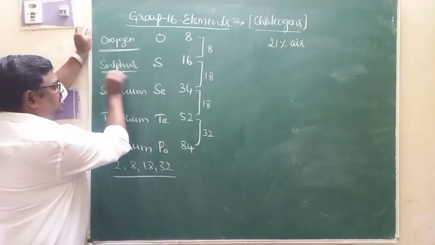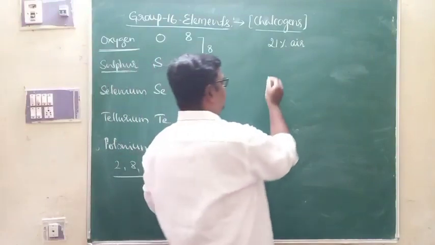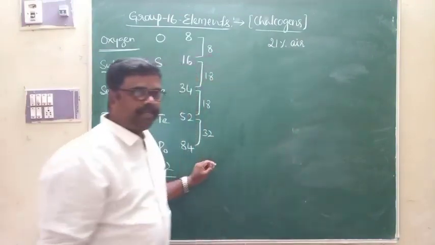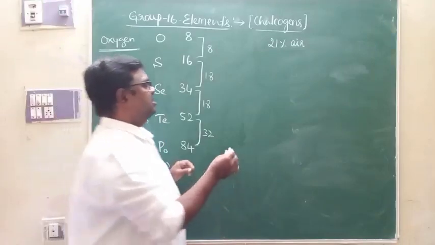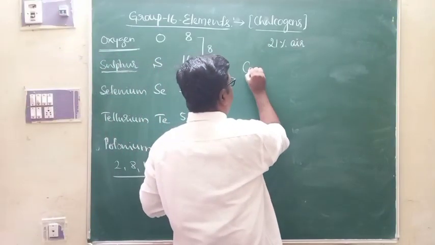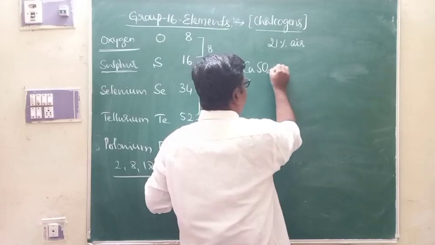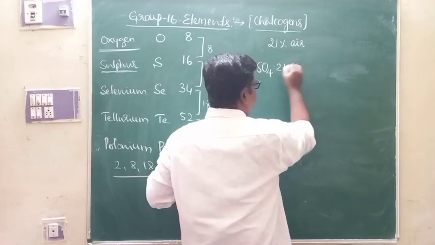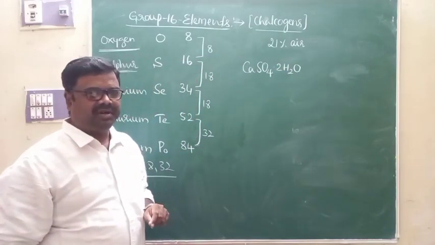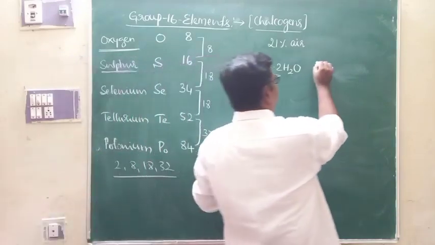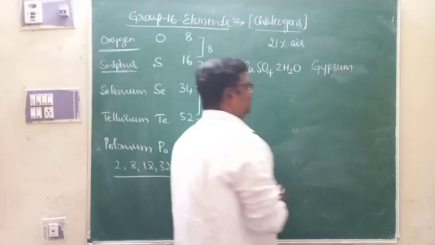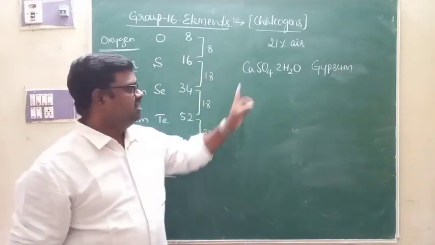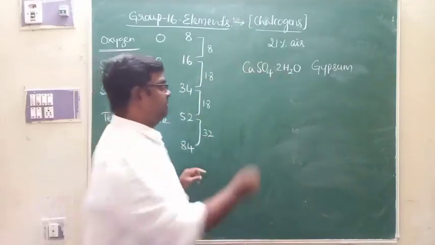Look at this, sulfur is available in free state as well as in combined state. The combined forms of sulfur would be CaSO4.2H2O. This is one of the compounds of sulfur available in nature. It is known as gypsum. The name of this is calcium sulfate dihydrate. Calcium sulfate dihydrate is gypsum.